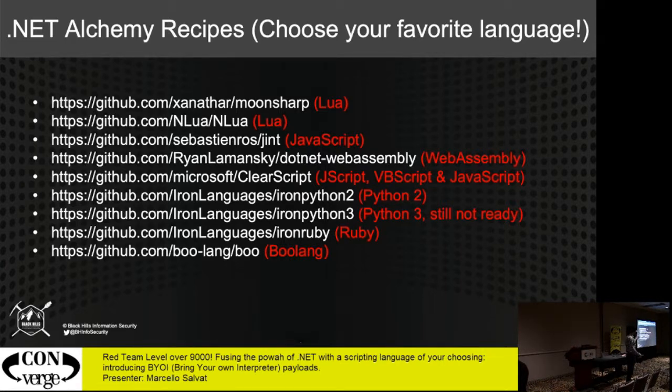ClearScript, JScript, VBScript, and JavaScript, so if you want to embed those languages, ClearScript is also something that you can use. IronPython 2, Python 2. There's IronPython 3, which is still being worked on. Do not use it yet because it's not stable at all. But Python, you can embed Python 3 once that gets stable in .NET. There's also Ruby. Whenever you want to embed Ruby, there you go. And then Boolang. Boolang is by far, though, I think the most useful out of all of these, as of right now.